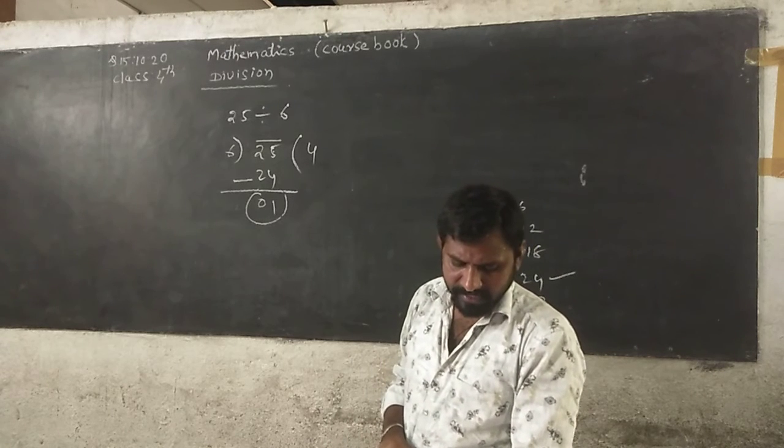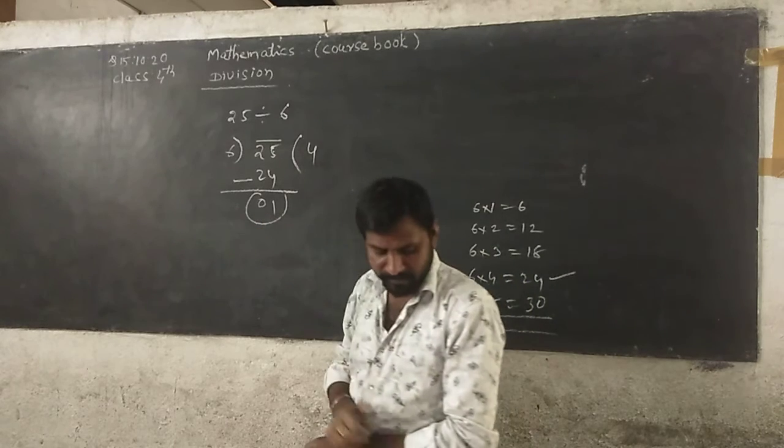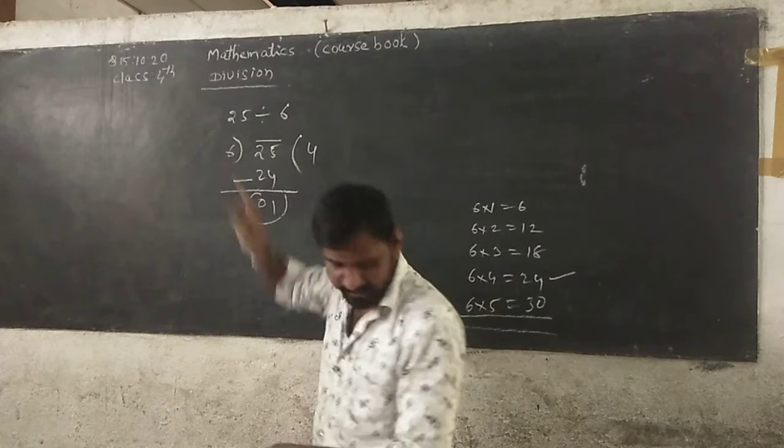The number that remains is called the remainder. So this is the quotient, this is the dividend, this is the divisor.